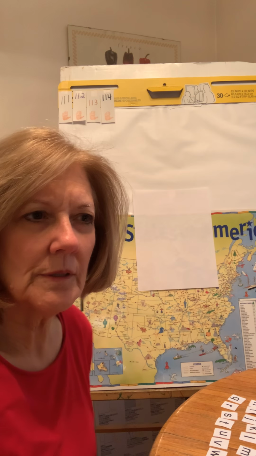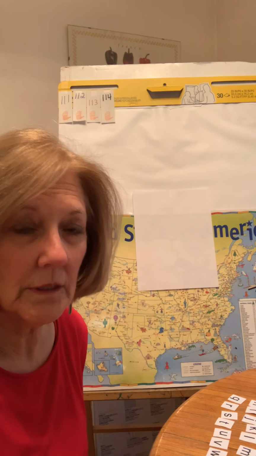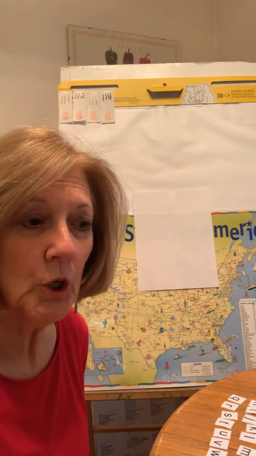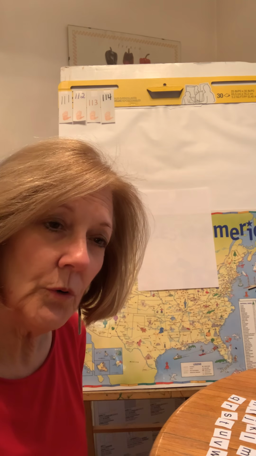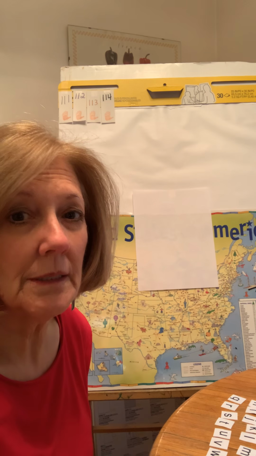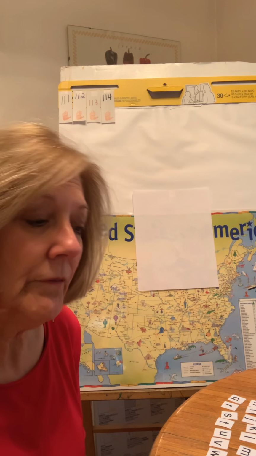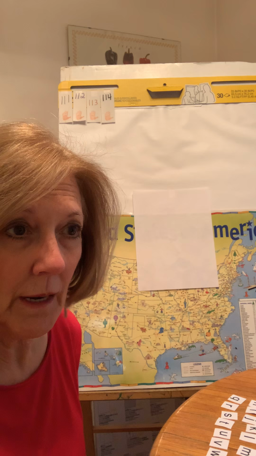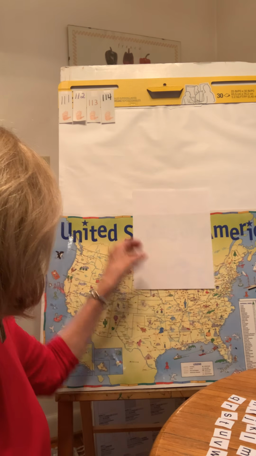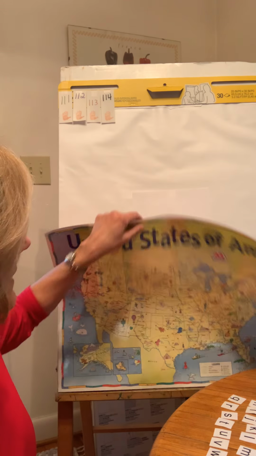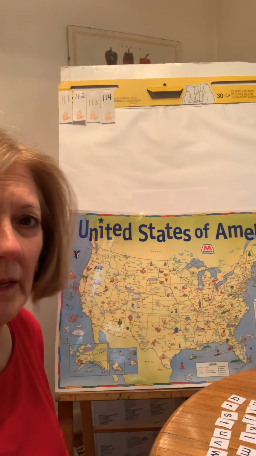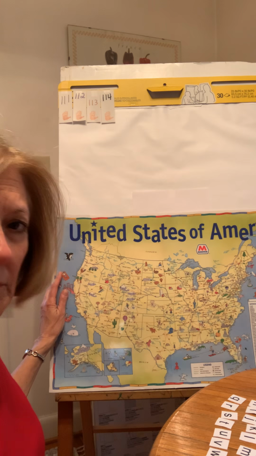Hi, boys and girls. I'm going to do a lesson on maps. For our social studies, we're going to learn about maps and symbols. And the first thing we're going to learn about are maps. And I have a map here of the United States of America and has all 50 states.